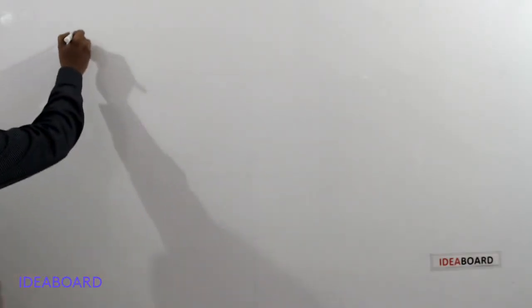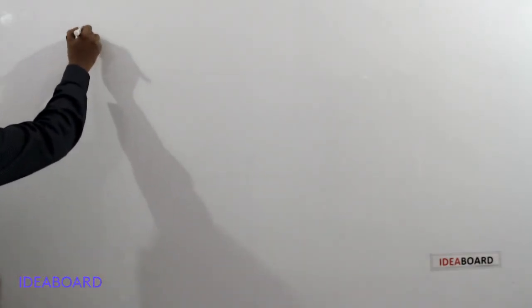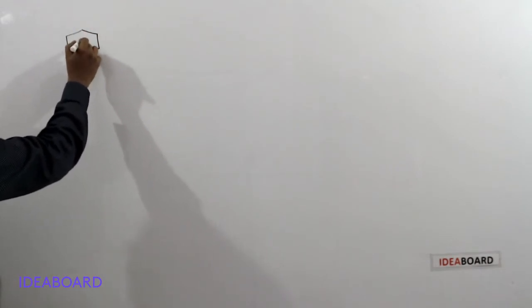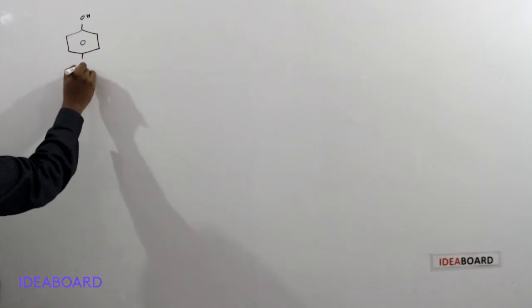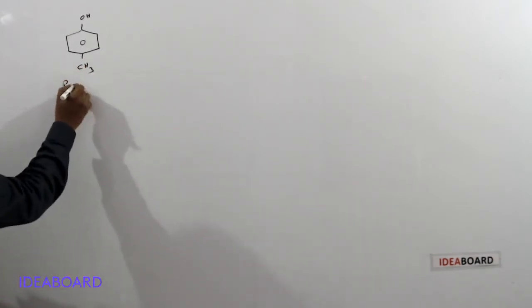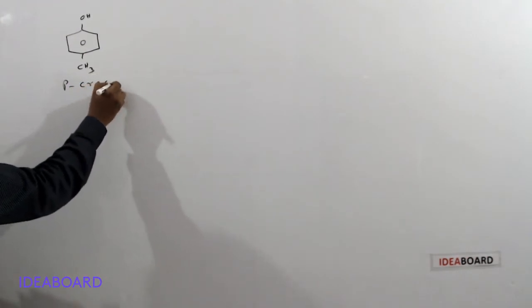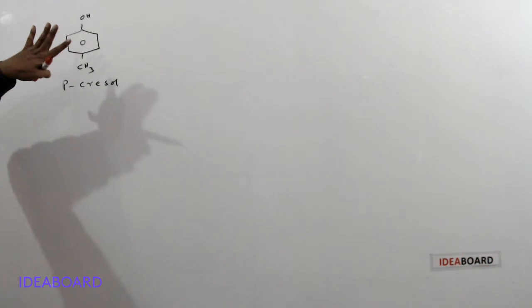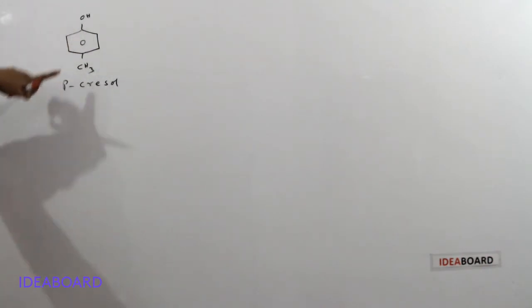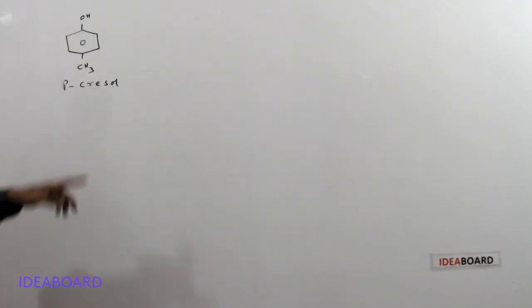In this Reimer-Tiemann reaction, suppose phenol is given, we will get salicylaldehyde. Suppose if this is the OH group and here we have a methyl group. This is called as paracresol. Cresol means a benzene ring containing CH3 group and OH group at para positions, then it is called as paracresol. If it is at ortho position, orthocresol.